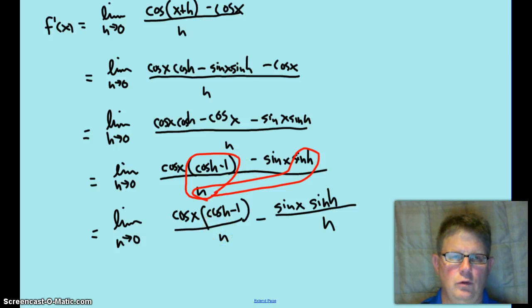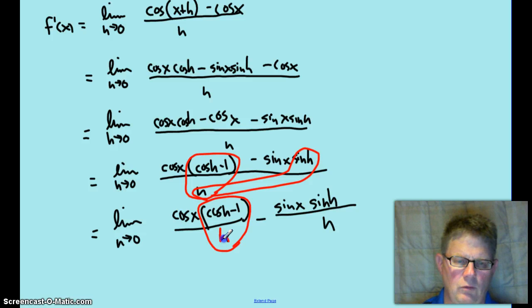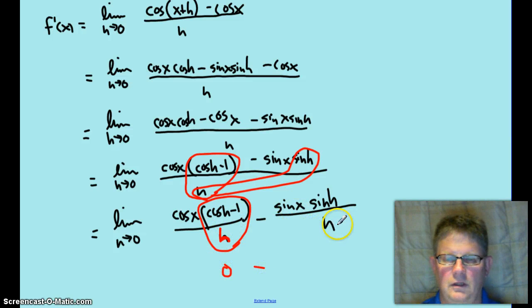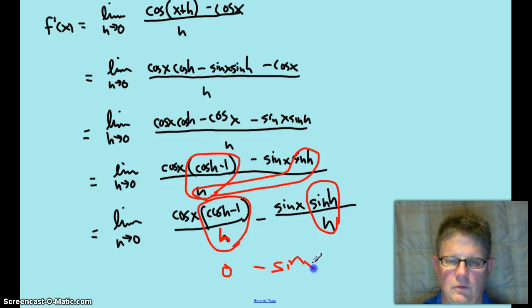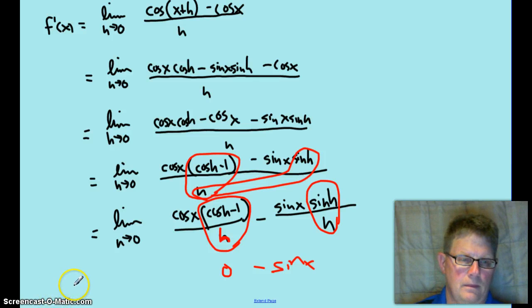And now we should be able to look at this and see that as we take the limit as h approaches 0 of that, yes, you guys, this really is an h right here, not an n. Just in case you're wondering, I know a couple people say, well, where did that n come from? No, it's an h. That's going to be 0, so cosine of x times 0 is 0, minus, and then this sine h over h, that's 1 when you're taking the limit as h approaches 0. So 0 minus sine x. So the derivative of cosine of x, f prime of x, is going to be negative sine x.